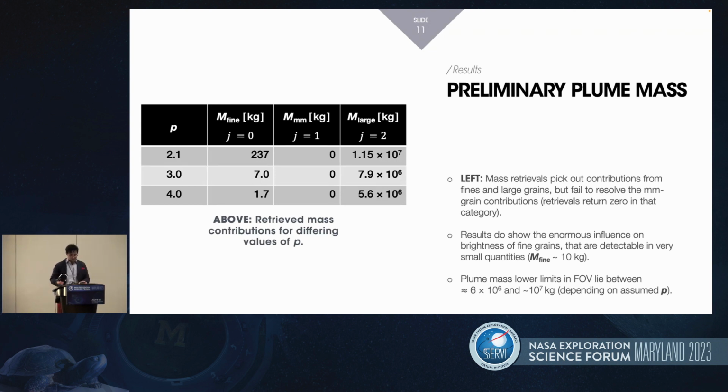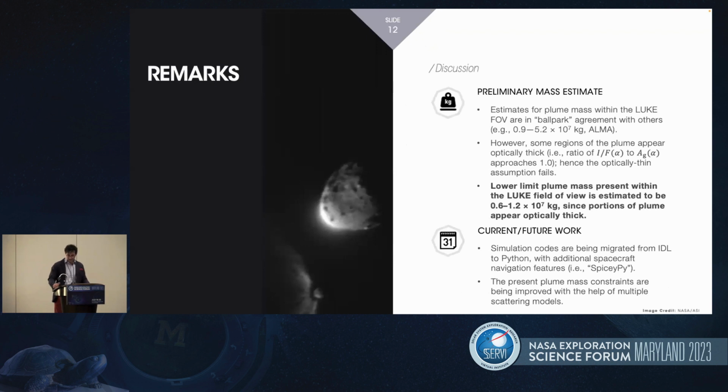Next slide, please. What have we learned then? We're able to estimate plume mass, and when we compare that with observations from others, such as the ALMA observations, we see that our results are consistent. Their numbers are a bit higher, 0.9 to 5.2 times 10 to the 7, but that's because they can see the whole ejecta plume, not just the limited field of view that the LUKE images saw. As we mentioned, some of the plume regions appear optically thick, which means that we can only state lower limits at this stage. So we have a lower limit plume mass within the LUKE field of view somewhere in the region of 0.6 to 1.2 times 10 to the 7 kilos.